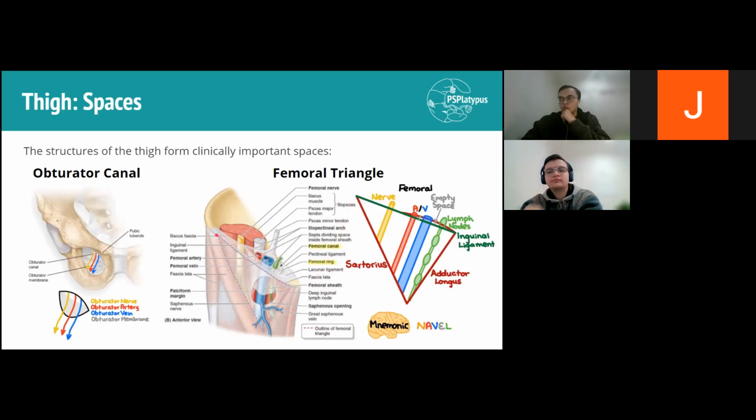And you've got the borders here as well. The sartorius muscle, which starts off very, very lateral and comes in more medial, is the lateral border. The adductor longus is also over here. And the inguinal ligament is a ligament running down here, forms the top border as well.